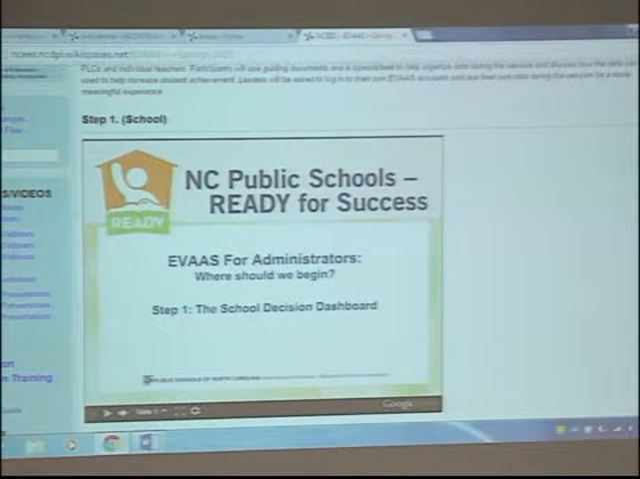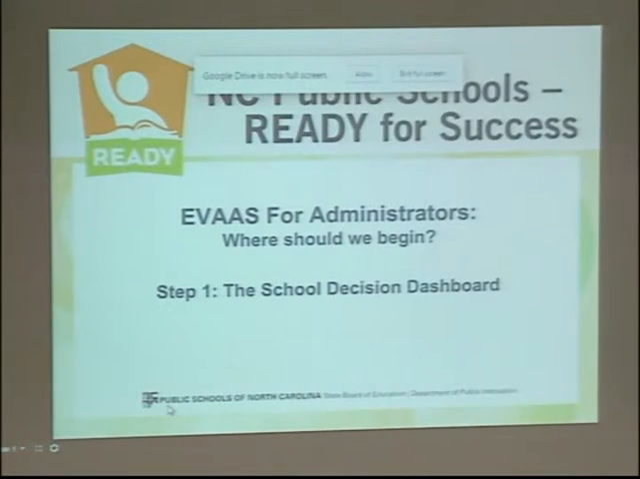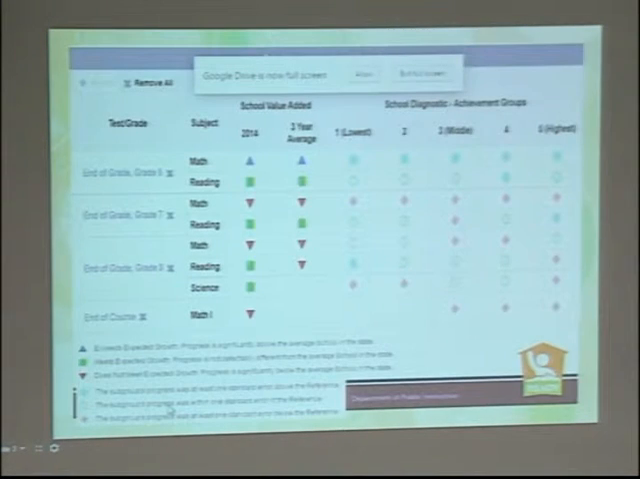Decision dashboard. First thing I asked was the decision dashboard. This is the 30,000-foot view of your school. Now, when you look at the decision dashboard, it gives you all the EOGs and EOCs. I'm hoping this year they were going to do NCFEs. I don't think they did. I would like them to, they will be in the future, but right now, we're just doing EOGs and EOCs.